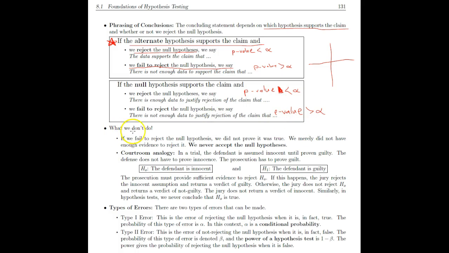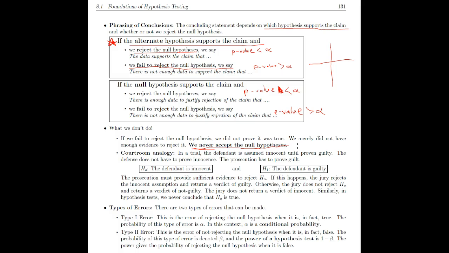So what we don't do. If we fail to reject the null hypothesis, we did not prove it was true. That's something important to realize in statistics. We merely did not have enough evidence to reject it. We never accept null hypotheses. Basically, we're just trying to find out whether we reject it or don't reject it.